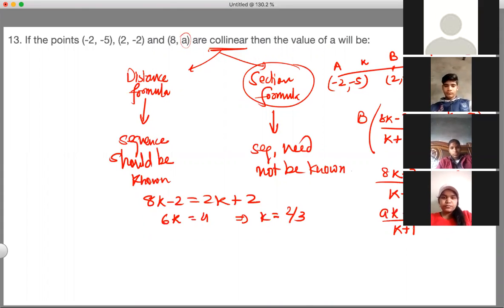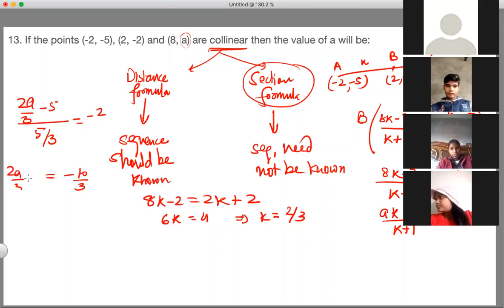अब उसकी वैल्यू को यहाँ डाल दीजिए। So (2a/3 - 5)/(2/3 + 1), 5/3, -10/3 is equal to 2a/3 is equal to 5. Okay, a is equal to 5.